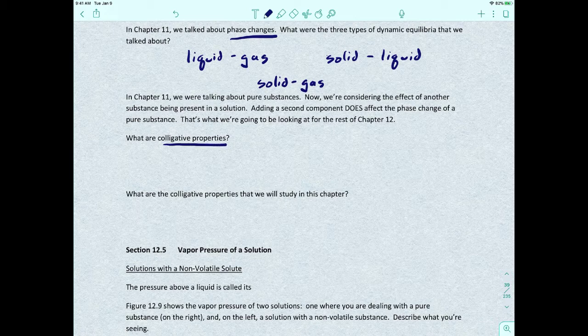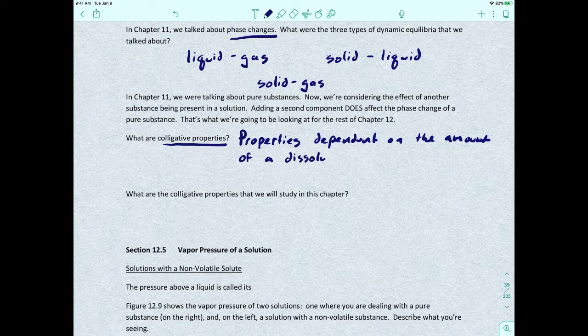What colligative properties are, these are properties that are dependent on the amount of a dissolved entity, not on its chemical identity. Okay, so again, colligative properties are properties that are dependent on the amount of a dissolved entity, not on its identity.